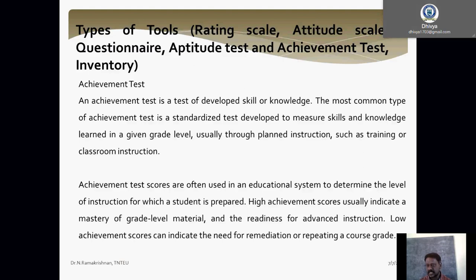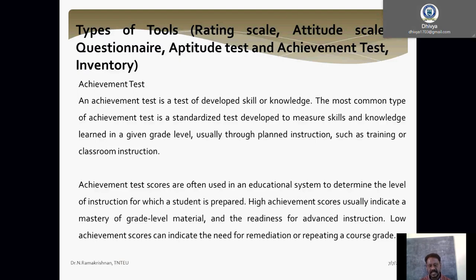Normally our teachers conduct tests. They are monthly tests, and then quarterly tests, quarterly examination, half-yearly examination, revision tests, and annual examination, public examination. These are all achievement tests. After the course you are writing a test. That is known as an achievement test. And achievement test scores are often used in an education system to determine the level of instruction for which a student is prepared. How well you are prepared after giving instruction, that is the aim of this test.